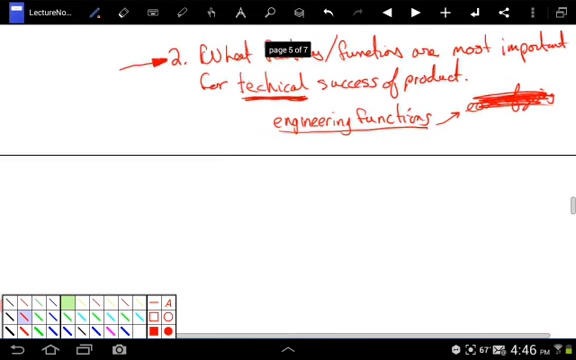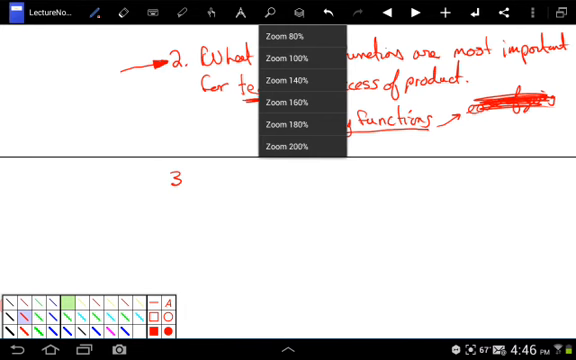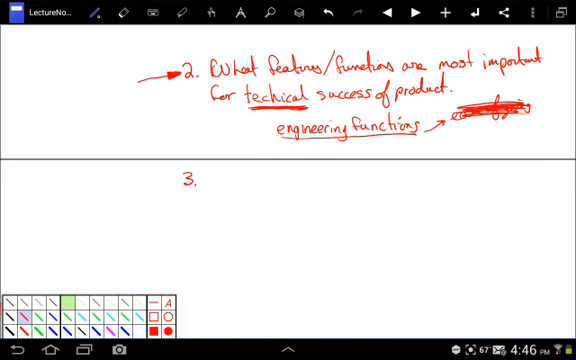In addition to that, my zoom keeps changing. In addition to that, we're going to try to figure out what features cost the most to implement, right? Which features cost the most to implement?